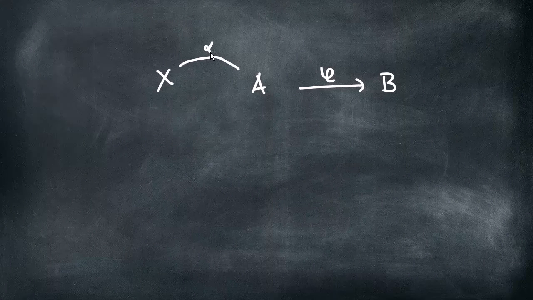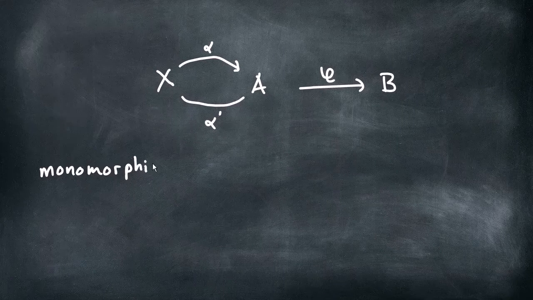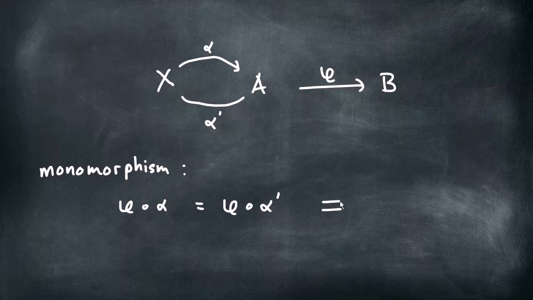Let phi be a morphism from A to B, and alpha be a morphism from X to A, and there is a morphism alpha prime also from X to A. Then a monomorphism means that if the composition of phi and alpha is the same as phi dot alpha prime, it follows that alpha is the same as alpha prime.